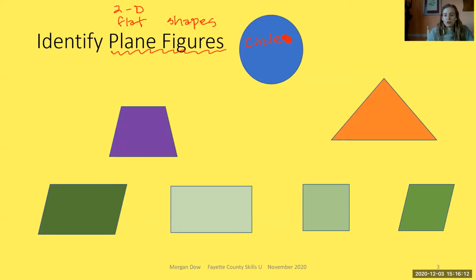All right, this orange shape over here, it has 3 sides and 3 angles, right? We want to remember that an angle is the space where 2 lines meet each other. An angle is kind of like a corner. So a shape with 3 sides and 3 angles, that's a triangle. So a triangle has 3 sides and 3 angles.